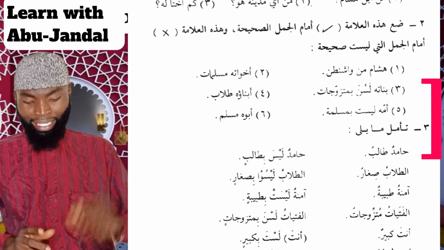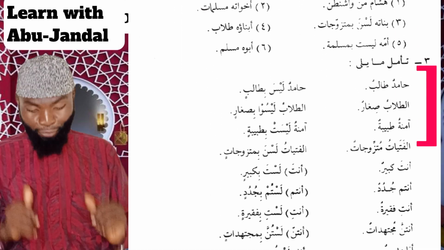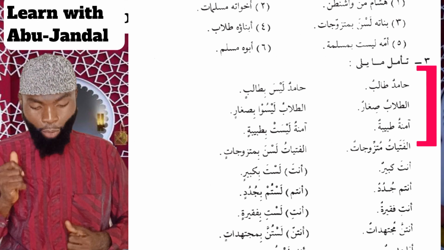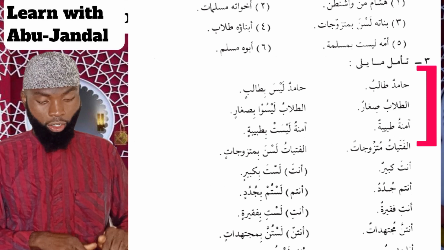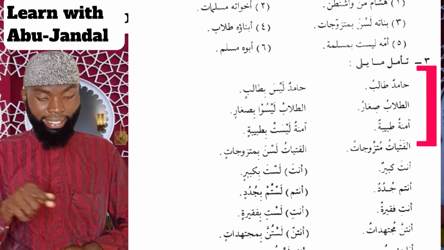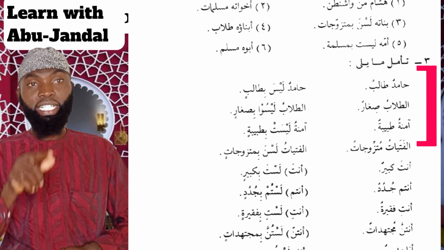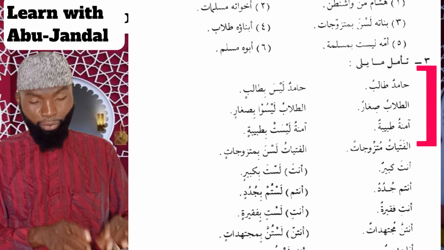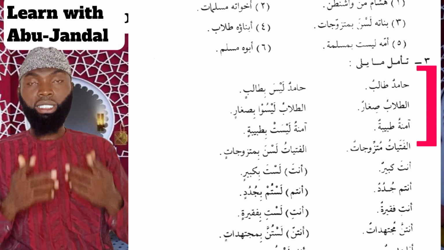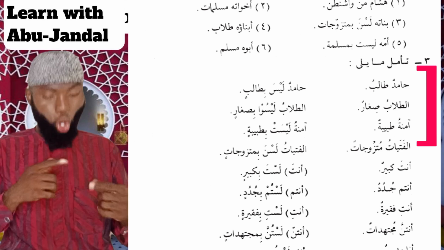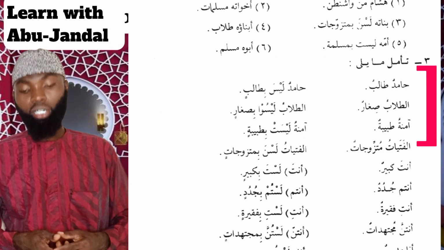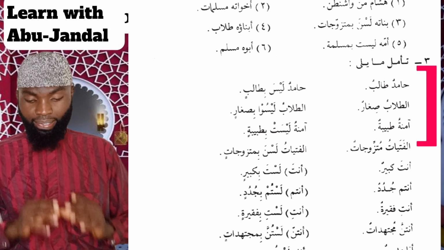Now exercise number 3. Ta'ammal mayali, study the following. We have to study the following. Here we have Hamidun talibun. Hamid is a student. And on this side we have Hamidun laysa bi talibin. Hamid is not a student. You can see the formation of this. Hamidun talibun, Hamid is a student. We can say laysa Hamidun bi talibin, or we can say Hamidun laysa bi talibin. Hamid is not a student.